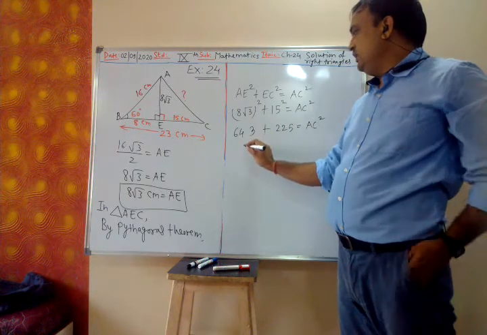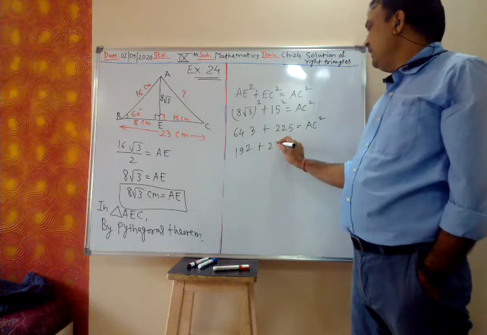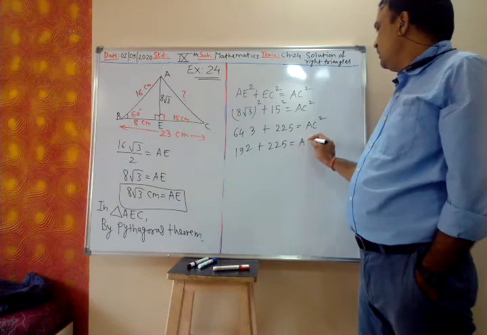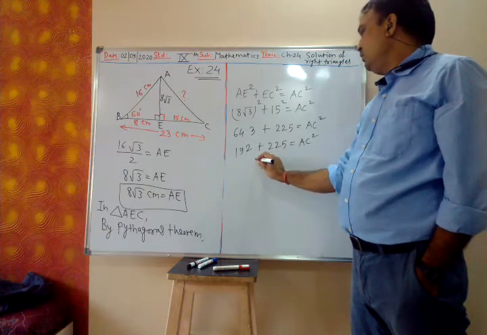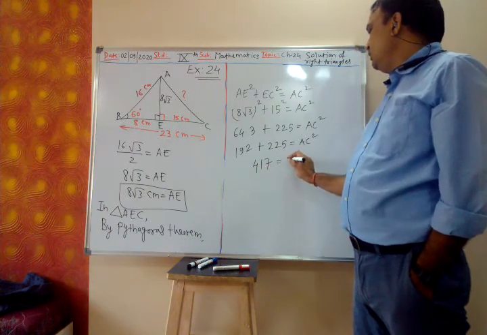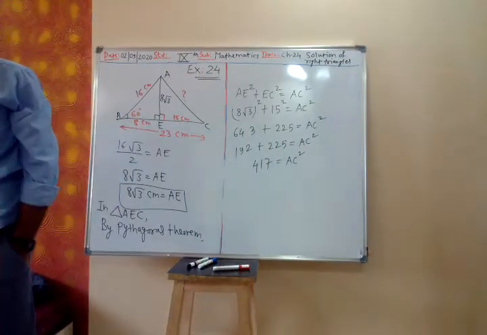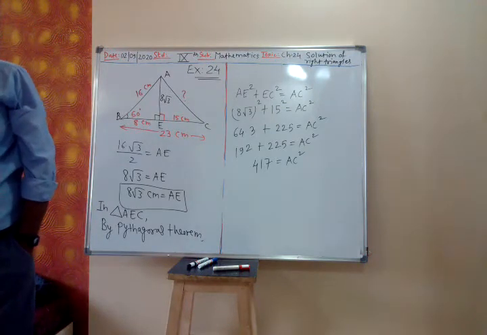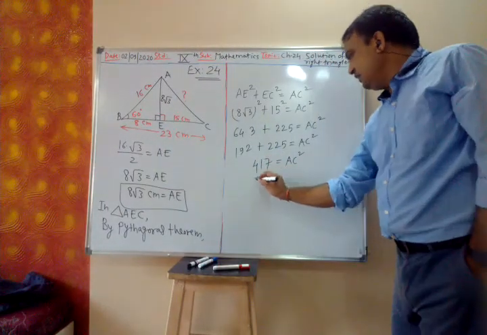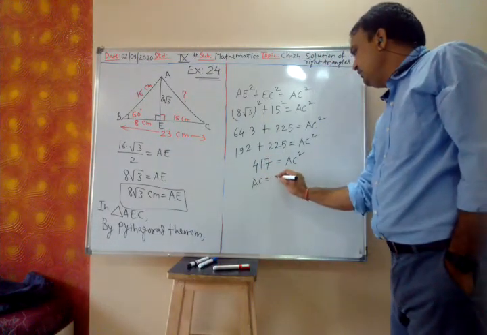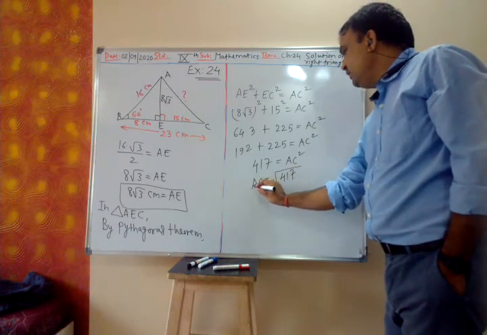So 64 into 3, 192 plus 225 is equal to AC square. So 2 plus 5, 7, 417. 417 is equal to AC square. Now find out the square root of 417. So AC will be square root of 417.